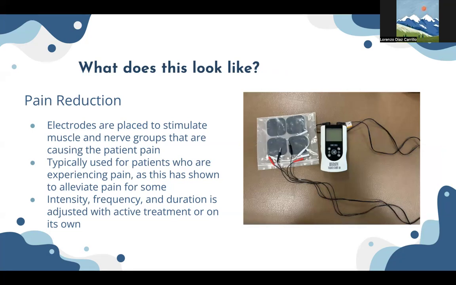But essentially, the electrodes are placed to stimulate muscle and nerve groups that are causing the patient pain, typically used for patients who are experiencing pain. It alleviates pain for some, not all. And then you can assess the use of the intensity, the frequency, and the duration. You can adjust all of these things during treatment. It can be very useful for patients when it comes to performing movement with feeling less pain.